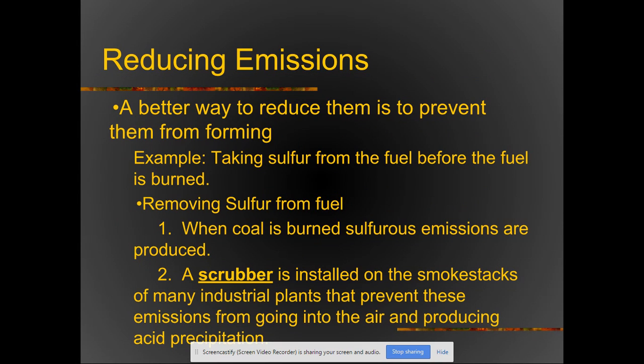So how can we reduce some of these effects of pollutants? A better way to reduce them is to prevent them from forming. For example, taking sulfur from the fuel before the fuel is burned. How do we do that? When coal is burned, sulfurous emissions are produced. And so a scrubber is installed on smokestacks of many industrial plants that prevent these emissions from going into the air and producing acid precipitation.